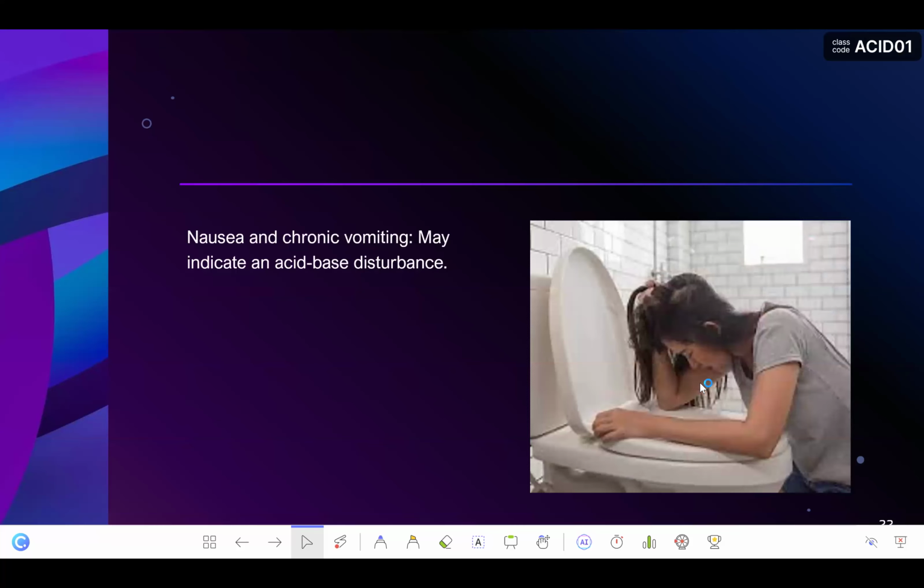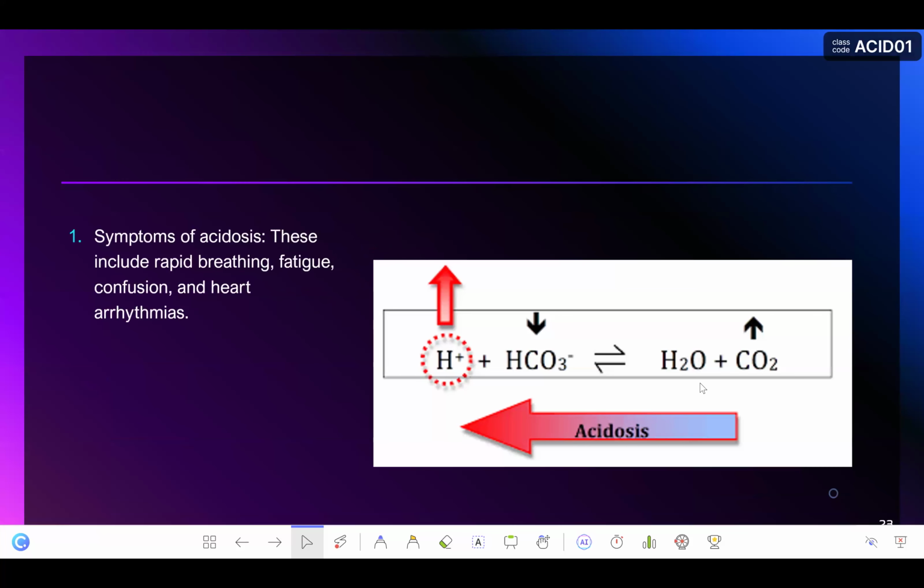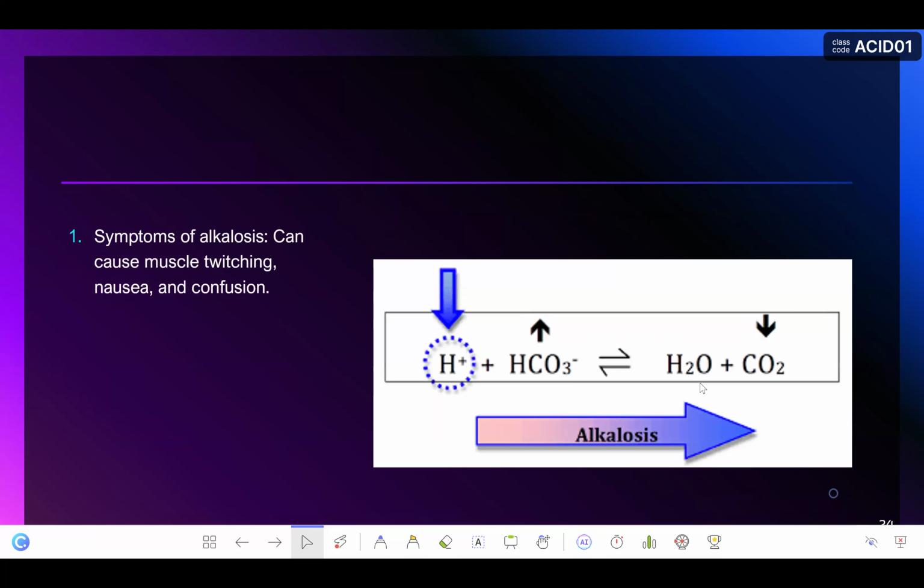Nausea and chronic vomiting may indicate an acid-base disturbance, especially depending on how long they've been having nausea, vomiting, diarrhea. Symptoms of acidosis include rapid breathing, fatigue, confusion, and heart arrhythmia. Alkalosis can cause muscle twitching, nausea, and confusion.